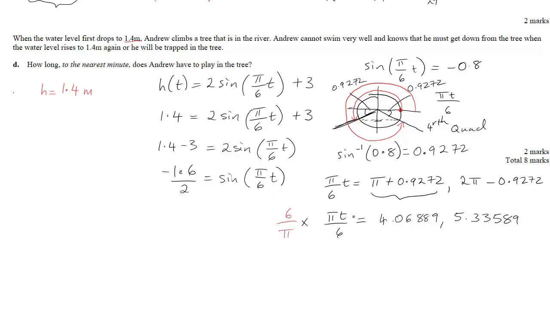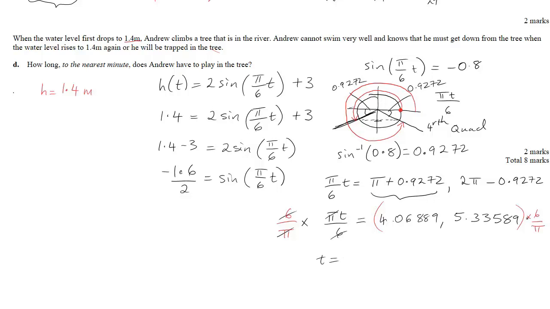Then we need to multiply both sides by the reciprocal of pi over 6, which is 6 over pi. So each of these values here, we need to multiply them by 6 over pi, and that's essentially to get rid of the pi on 6 and to simply obtain the answer. So when you times it by the reciprocal, all of these will cancel. You'll get t equals 2.